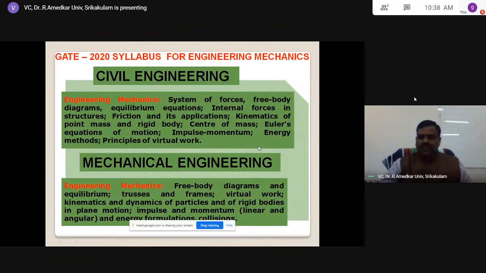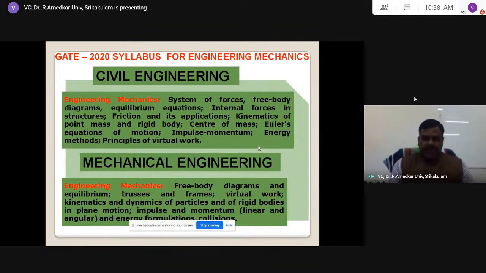But here we try to discuss with reference to the basic systems like particle and rigid body, how these systems are considered, energy methods, the principle of virtual work, etc. We are going to consider impulse and momentum, energy formulations, and the extension of impulse momentum is collisions.